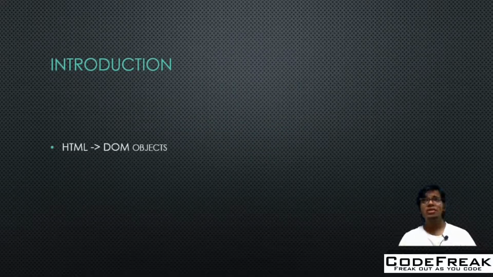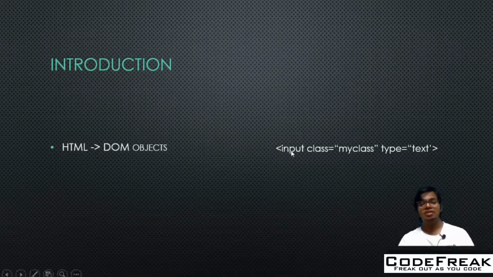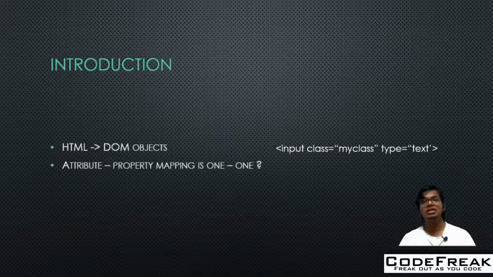Whenever an HTML document is rendered on your browser, all the HTML tags and so on are converted into DOM objects. For example, let's take this input tag with two attributes, that is class equal to my class and type equal to text. Whatever is written in the HTML is called attributes. What you refer to as a property is what is stored in a DOM object, an object which is created when the document is rendered.